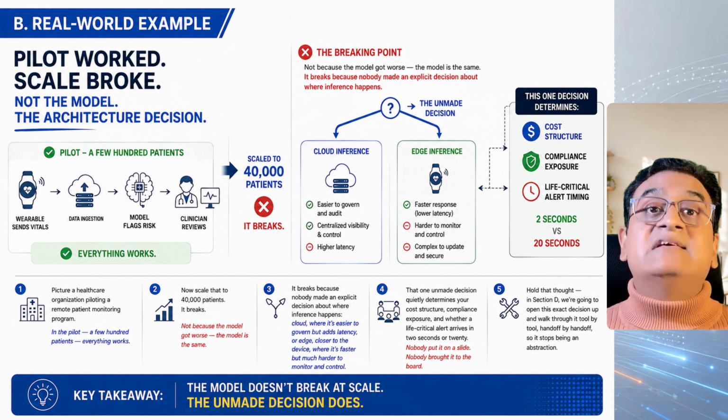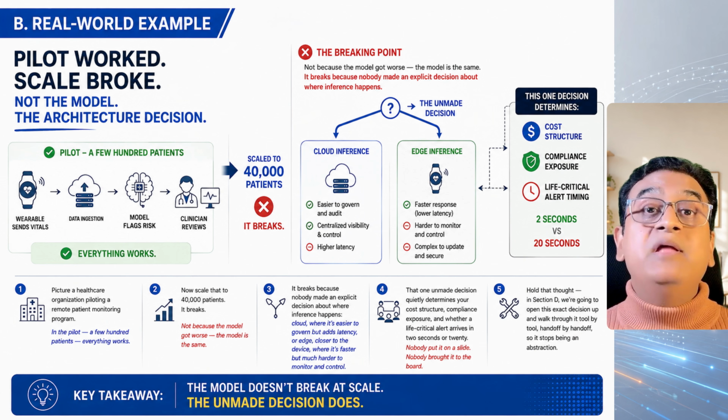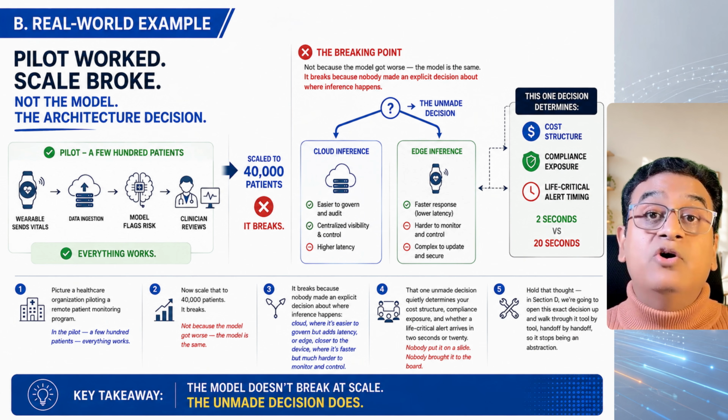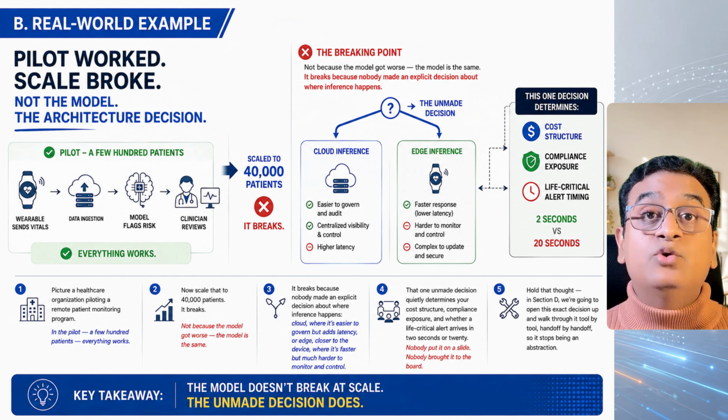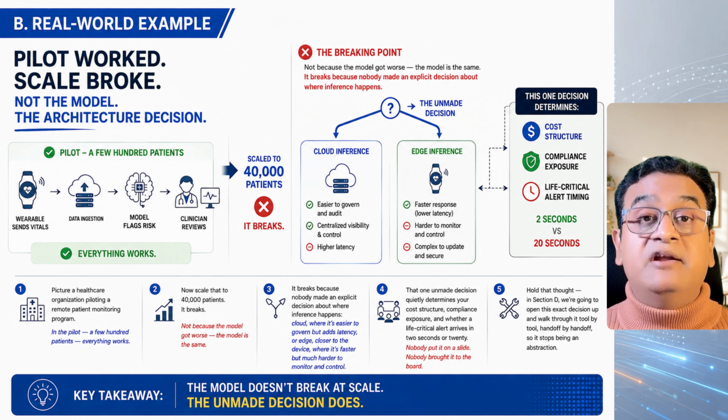The model is still the same. It breaks because nobody made an explicit decision about where inference happens. In the cloud, where it's easier to govern and audit but adds latency, or at the edge, closer to the device, where it's faster but much harder to monitor and control. That one unmade decision, cloud versus edge inference, quietly determines your cost structure, your compliance exposure, and whether a life-critical alert arrives in 2 seconds or 20.